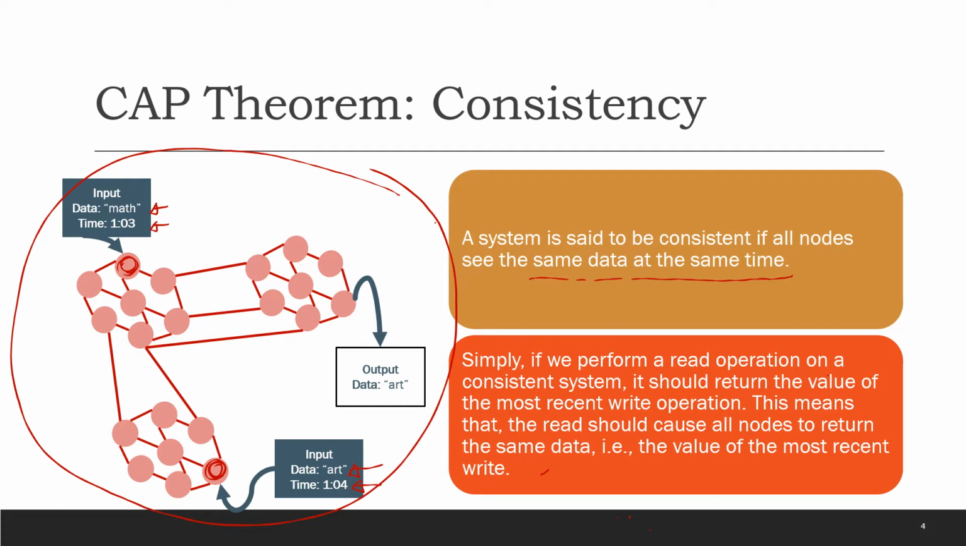So later on, if you access data from any other node, that means we are retrieving the data. We should see the new updated value art wherever we access the data. So that means a read operation on a consistent system should return the value of the most recent write operation. So this is the consistency property.